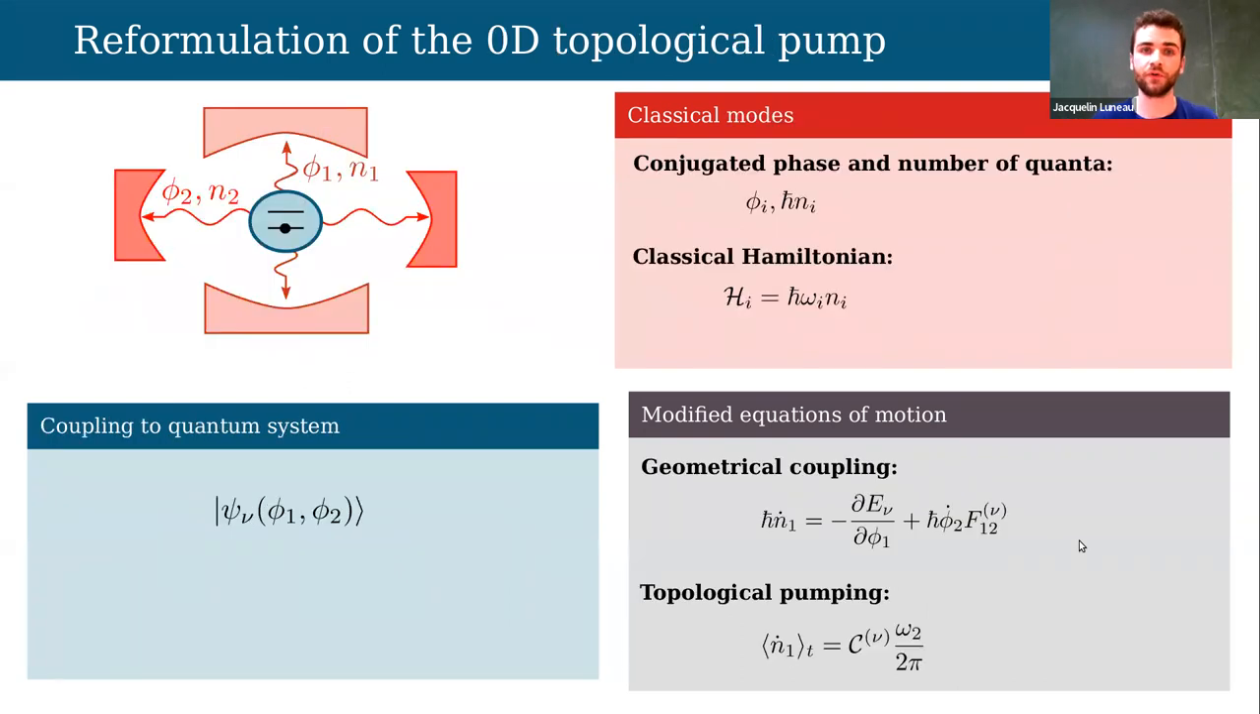And we have the same for the zero-dimensional topological pump, which is actually quite similar to what we derived in detail before. We have a zero-dimensional quantum system, an artificial atom, that couples to two modes of a cavity, and it couples to the phases of these modes, such that the modification of the dynamics of the number of quanta contains the term of Berry curvature and topological pumping on average.